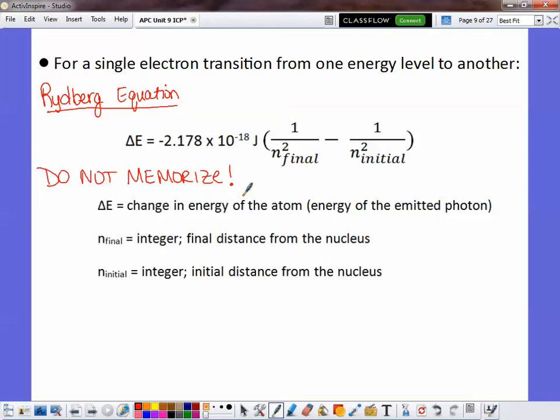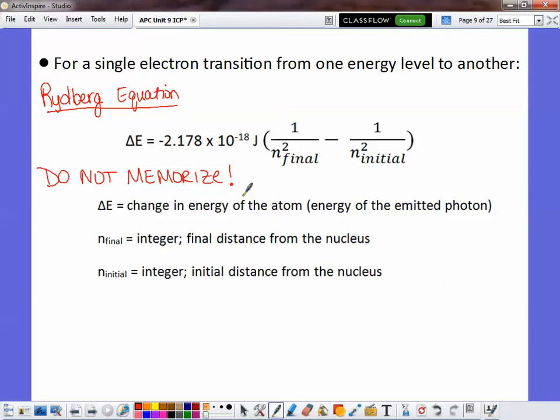Z squared for hydrogen would be 1, because Z is the number of protons. Hydrogen only has 1, so it'd be 1 squared, which is 1. I thought this was in your guided notes. I apologize. Well, write it in your in-class problems. You're going to need that formula for your homework, okay?